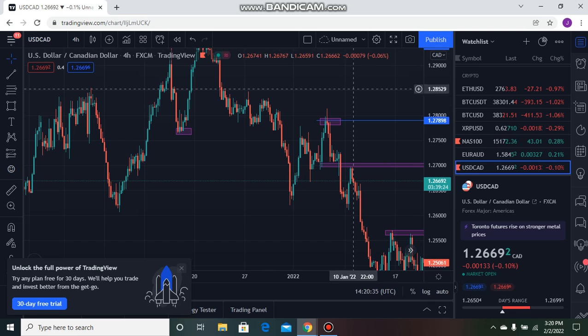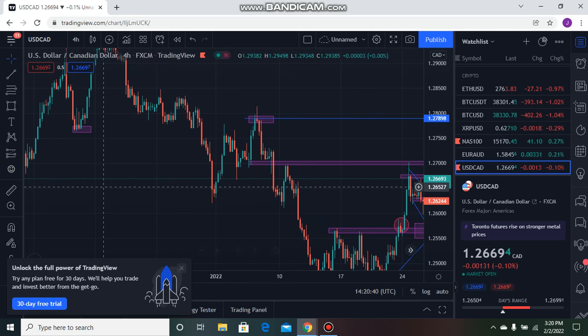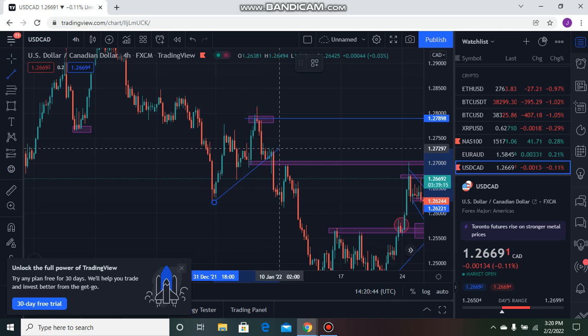And what is the structure that was formed here? The structure that was formed here, if you enhance this, you see that there was a correction pattern that was formed here.